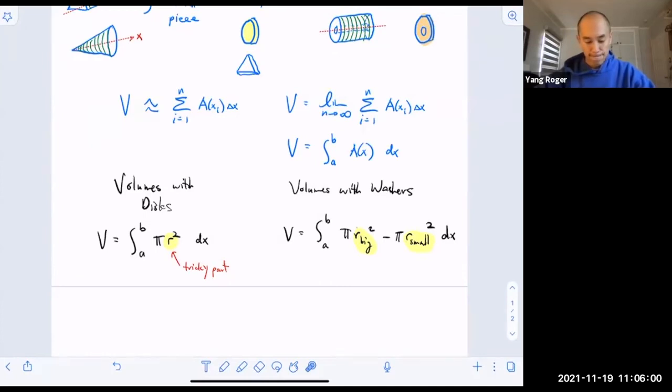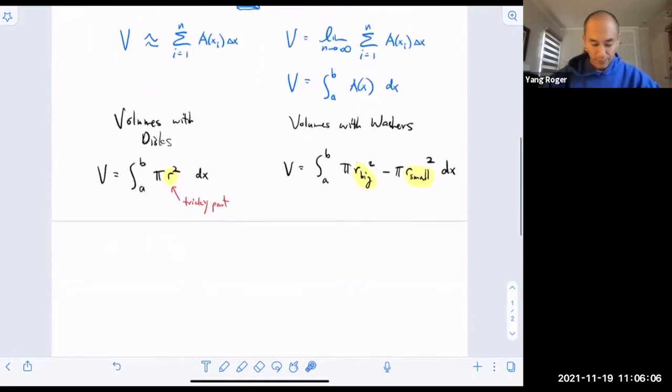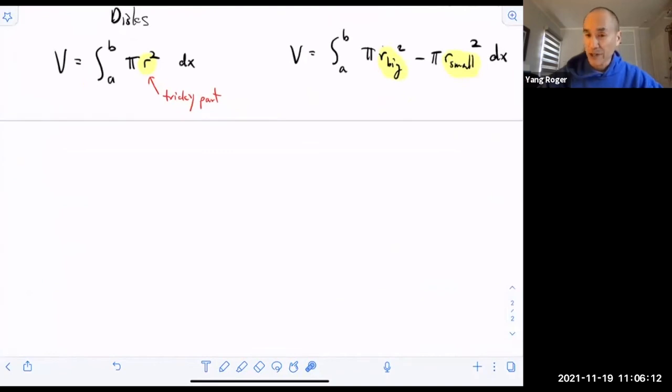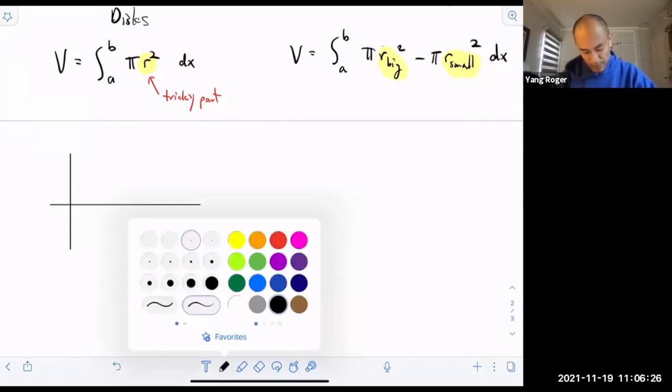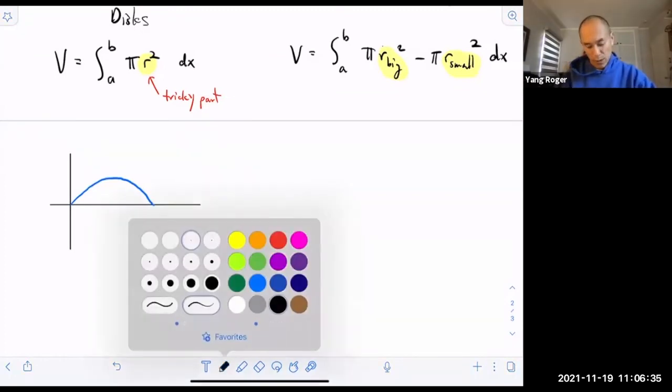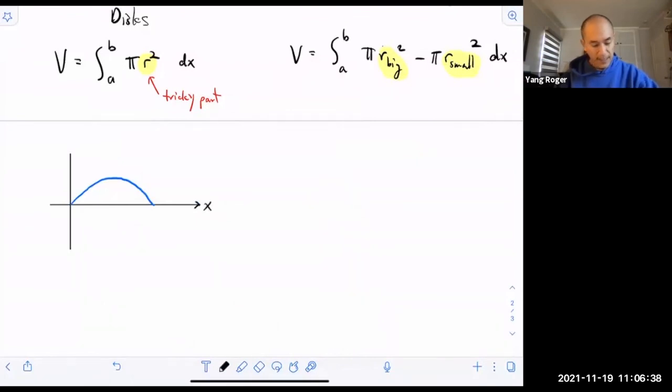Now, what are we actually doing? Let me give you some examples, just with some pictures, and then we'll look at the worksheets. I want you to imagine that we have a curve that looks like this. Okay, so this is the x-axis, this is the y-axis, this is A, this is B.